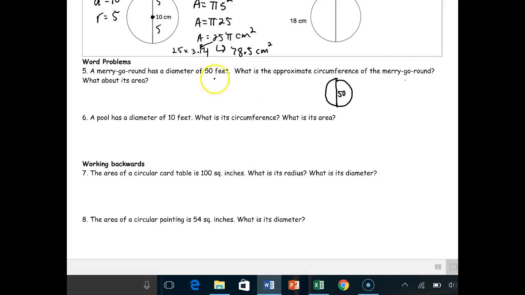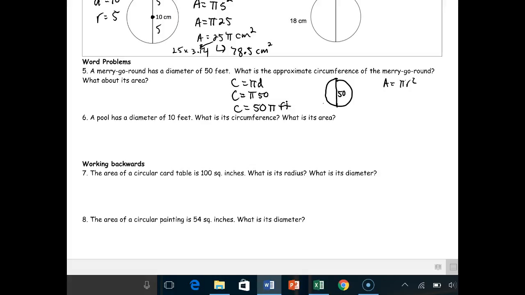So the circumference: C is equal to pi d. And then the area is A is equal to pi r squared, right? So two different formulas for two different measurements. Circumference is the distance around the circle. Area is all the space inside of the circle. So for the circumference, we can leave pi in our answer. It would just be pi times 50, or in this case, the circumference would equal 50 pi feet, okay? We can leave pi in our answer.